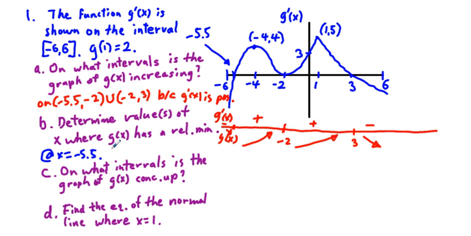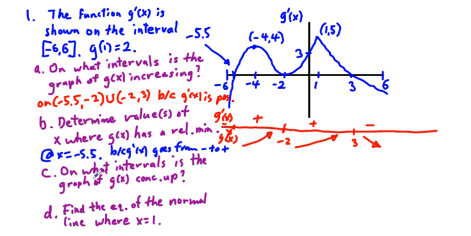Why? Because g prime of x goes from negative to positive.